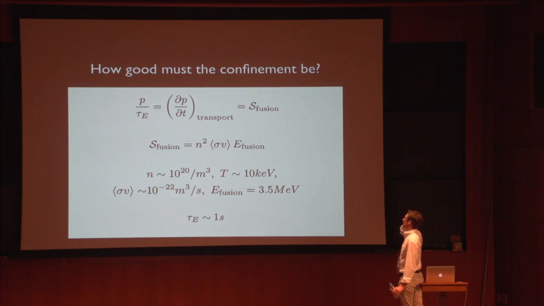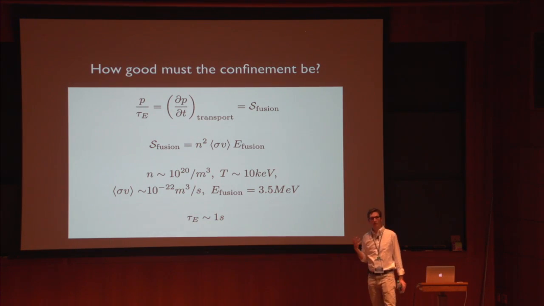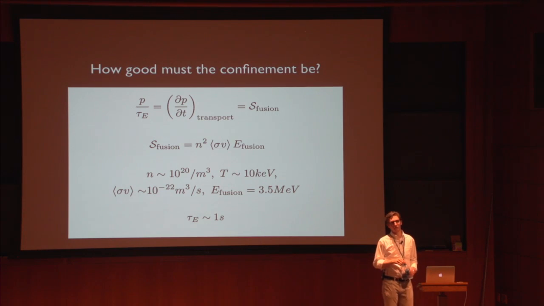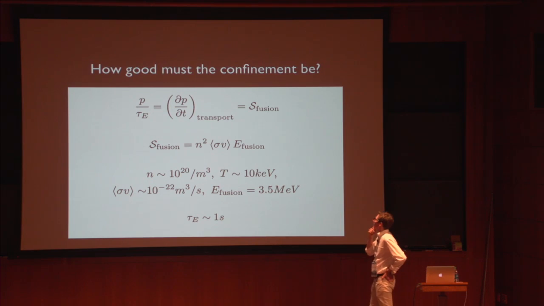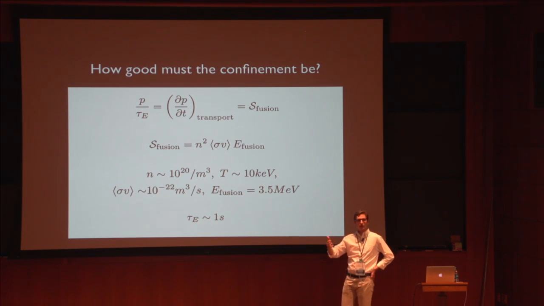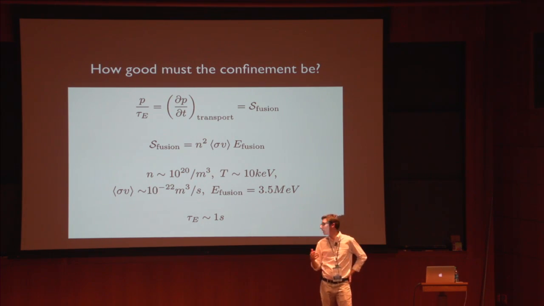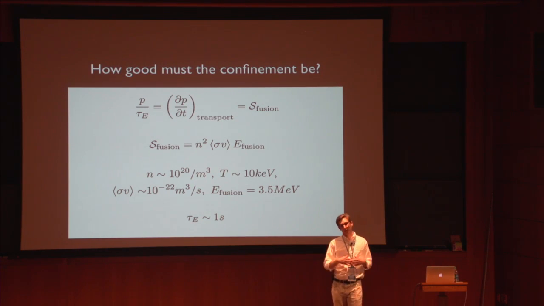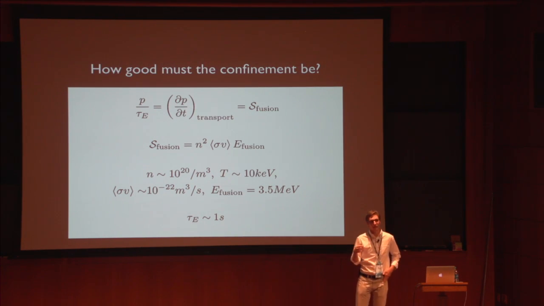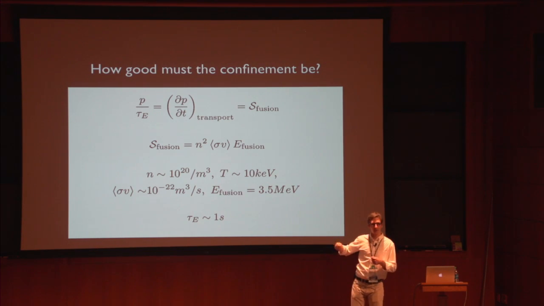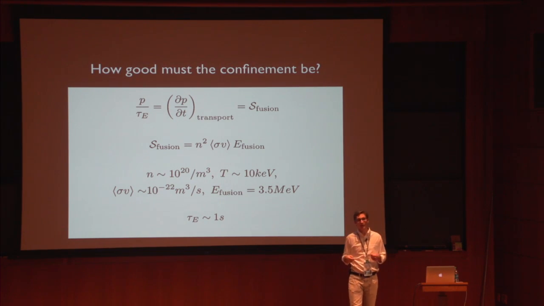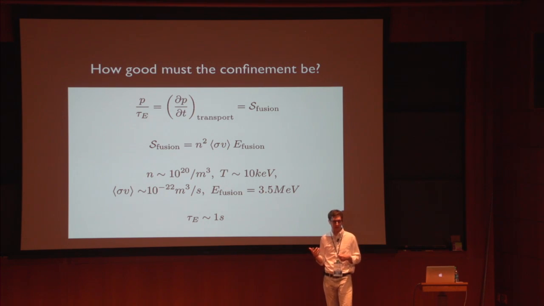The first question that I want to ask is how good does the confinement really need to be in these fusion plasmas? What we'd like to have happen is we put some energy into the plasma, it heats up, and if you get it hot enough, then you can start having fusion reactions between the ions in the plasma. Once these ions fuse, they give out some energy. They give out a neutron, which is very energetic, and they also give out an ionized helium atom.